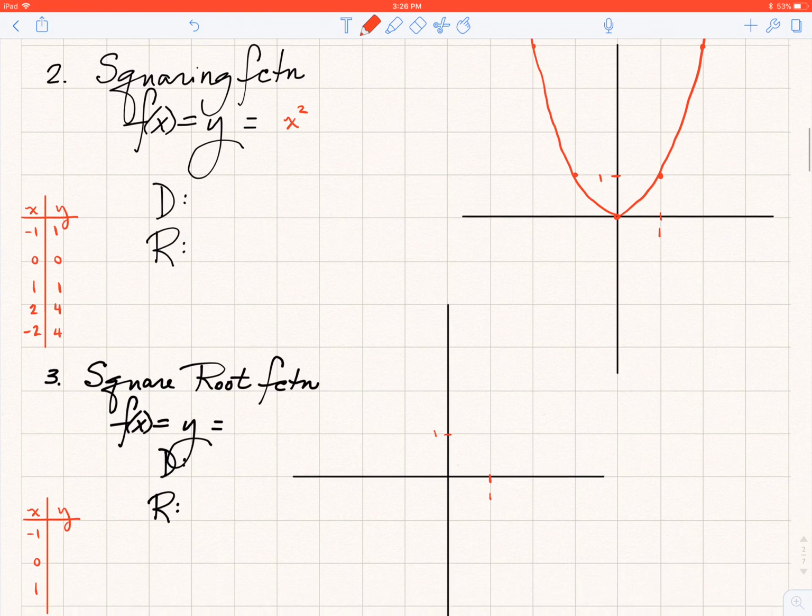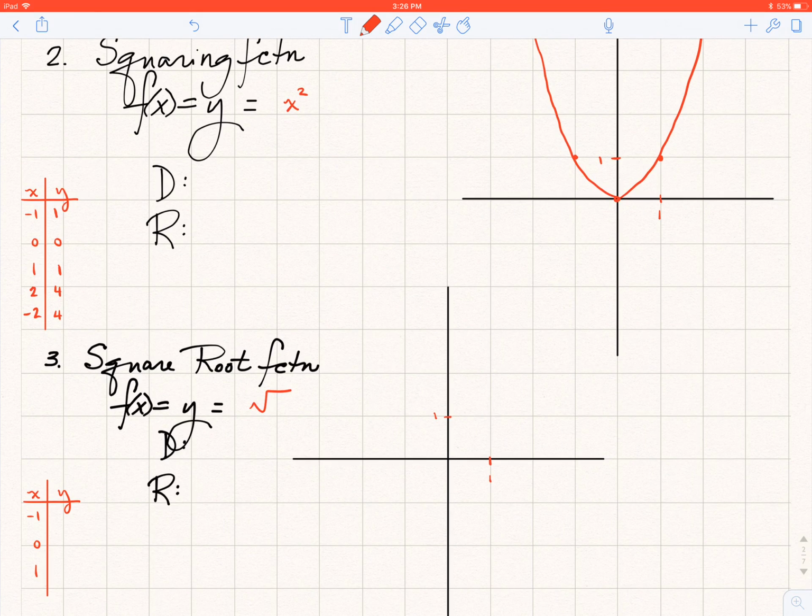And we have the square root function, so this is going to be the square root of x. Well, first of all, the square root of any negative number is imaginary, so on this one there is no y value, so I can't draw anything on that one. But if I take the square root of 0, I get 0. If I take the square root of 1, I get 1.